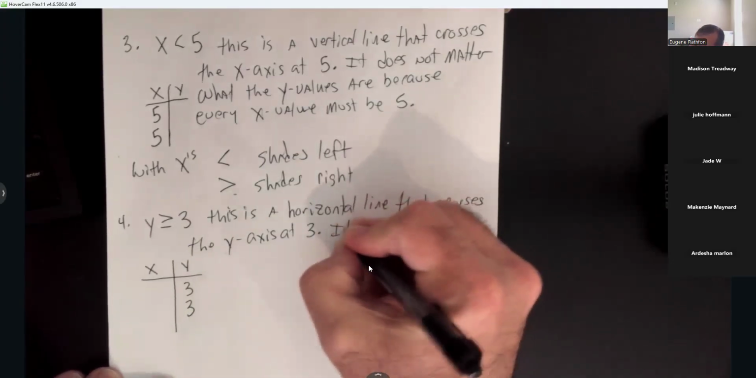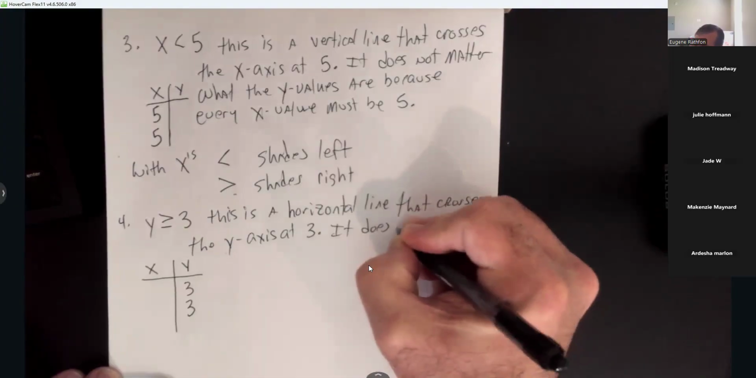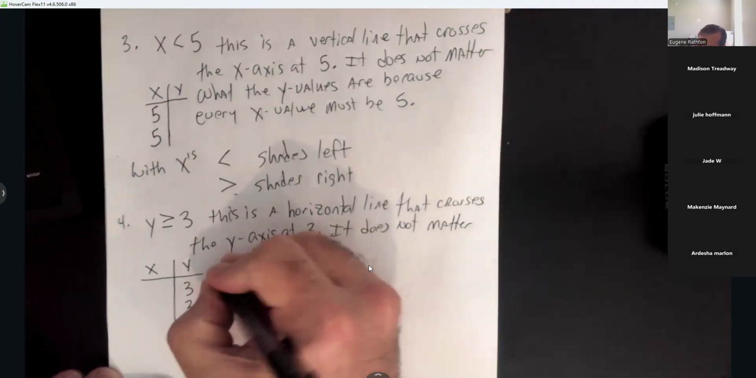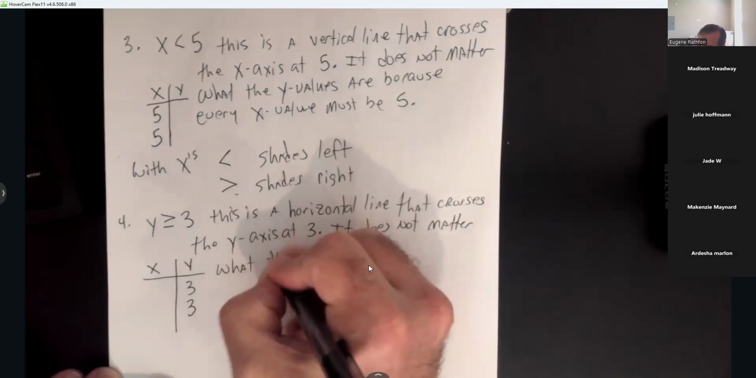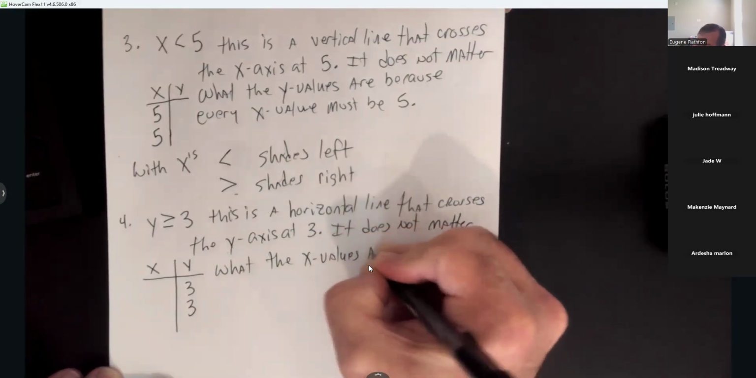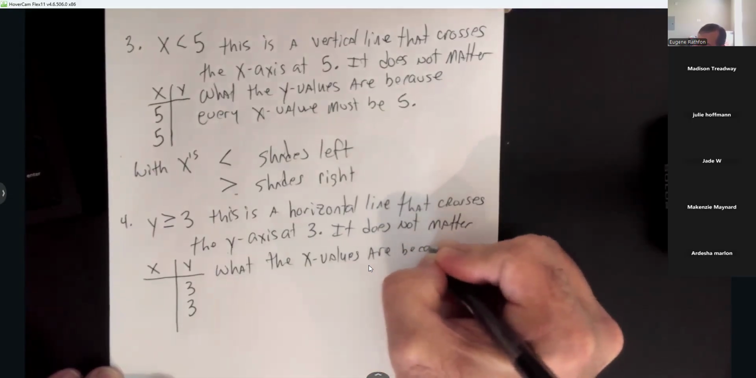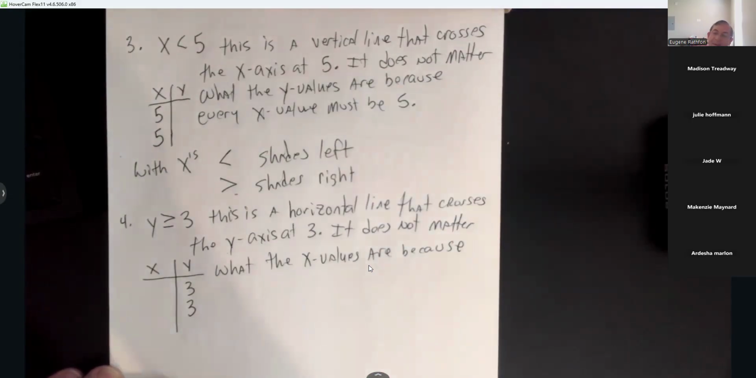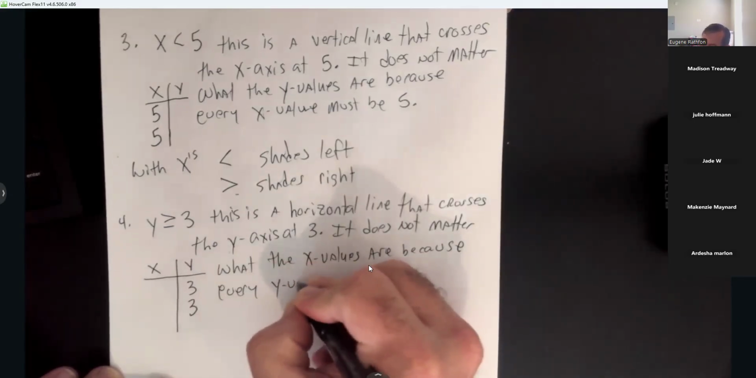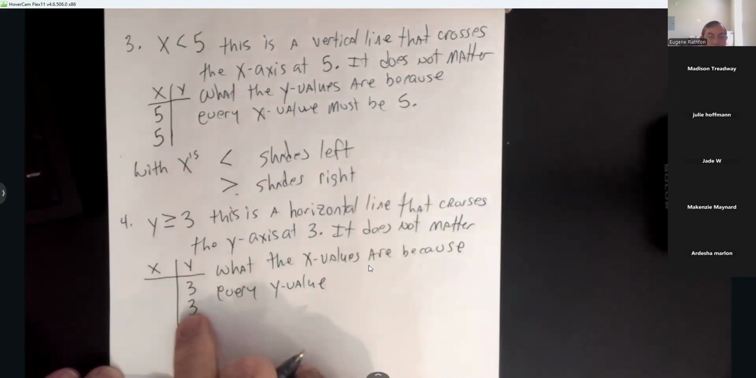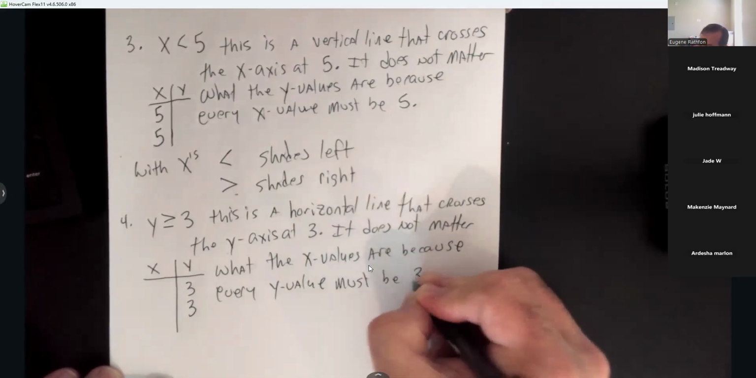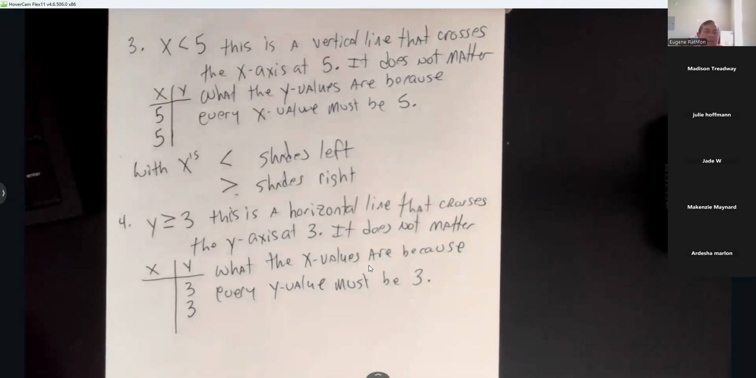So it does not matter what the x values are, because every y value must be 3. Okay, so that's the thing about these.